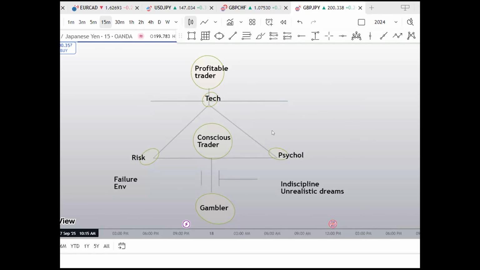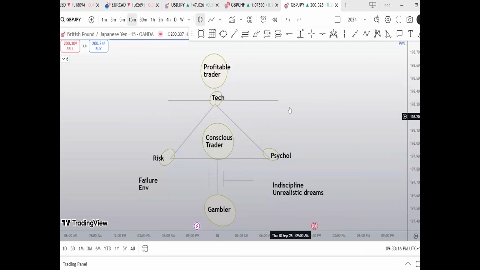You are stuck. There is nothing you don't know. They call SMC, you know SMC. They call SLK, you know SLK. They call ICT, you know ICT. You know every single thing. You are just revolving around the knowledge. You are just a conscious trader. Is it good to be a conscious trader? Yes, it's very good to be a conscious trader.